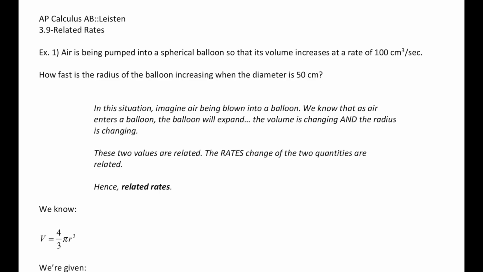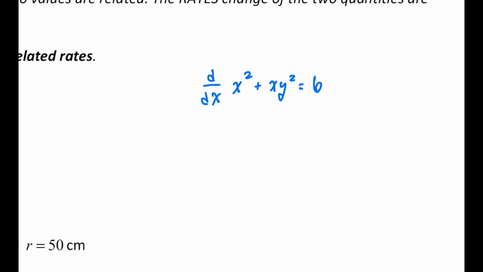Hello, my friends. So this time we're going to be looking at something called related rates. Now, previously, we had talked about implicit differentiation. Implicit differentiation, just to start off, is when we had some function that was in terms of both x and y, but we couldn't really separate the x and y.